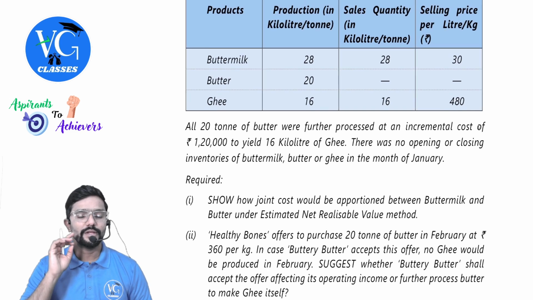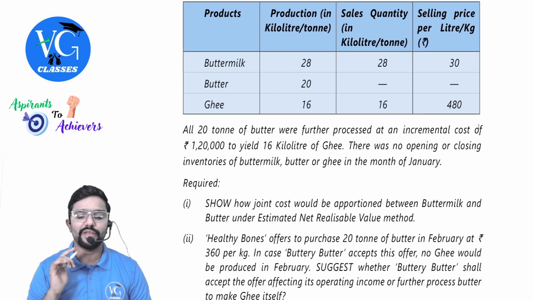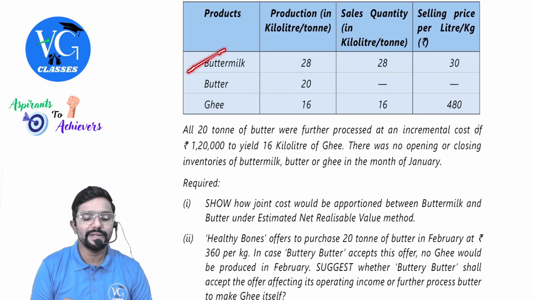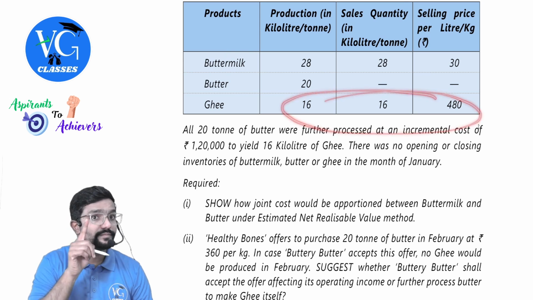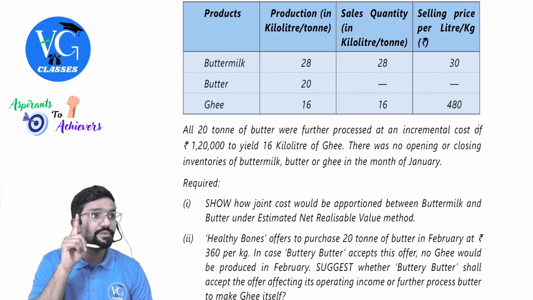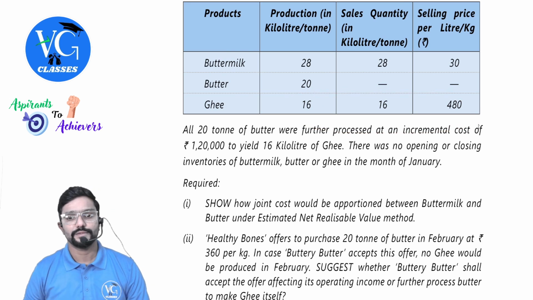Guys, please be careful. Now, when we are calculating net realizable value, we have to calculate for which two products? Buttermilk and butter. But for butter, we have to take the sale value of what? Ghee. That is after further processing. Hope you guys remember.